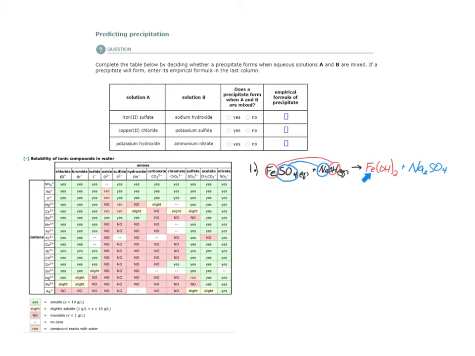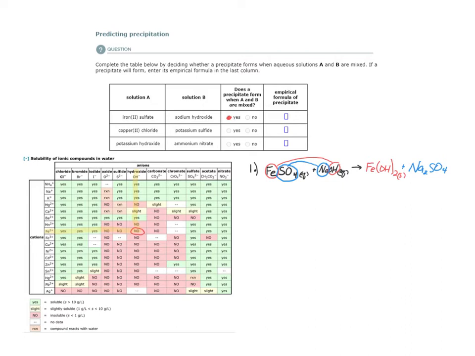What's the cation? Iron 2+. Let's find it. Here it is. What is the anion? Hydroxide, OH-. Where's hydroxide? Here it is. So let's go across and down till we find the point of intersection, which is right here. Is this compound soluble in water? No, insoluble. So will we have a precipitate formed? Yes, we will. So let's finish our chemical equation. This is a precipitate.